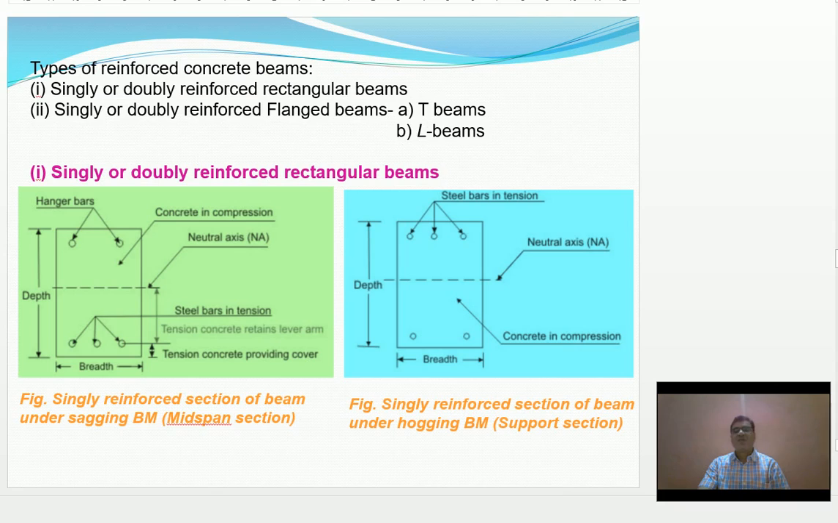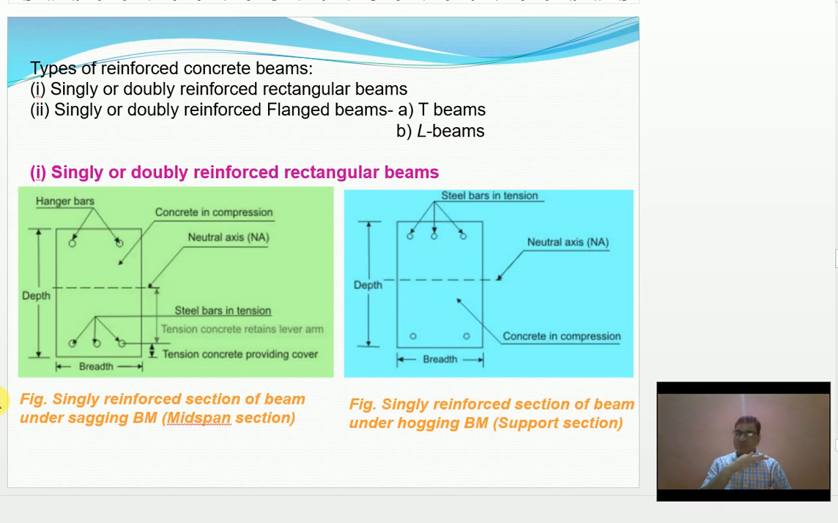Now next slide, it is related to types of reinforced concrete beams, okay. Well, now as I told you, normally the beam can be designed as a rectangular section or flanged section, okay. Rectangular section is again of two types, singly reinforced and doubly reinforced, okay. So first we'll see what is singly reinforced section and doubly reinforced section, then we'll go to singly reinforced flanged section, okay. Well, now flanged section means what?